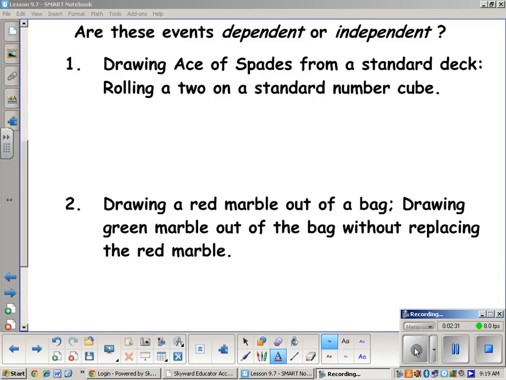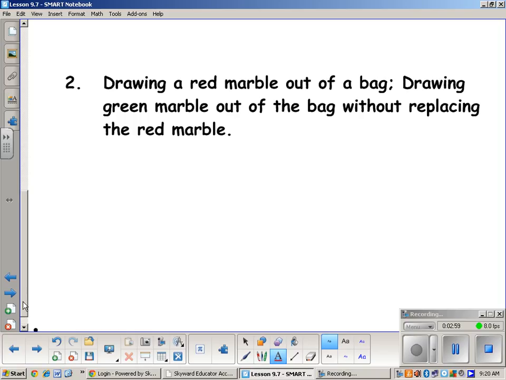Do they have anything to do with each other? If I draw a card from a deck or I roll a die, is one going to affect the other? So what are they, independent or dependent? Independent. Because it doesn't matter what I draw out of the deck, it's not going to affect what I roll, right? Okay, looking at the next one then.